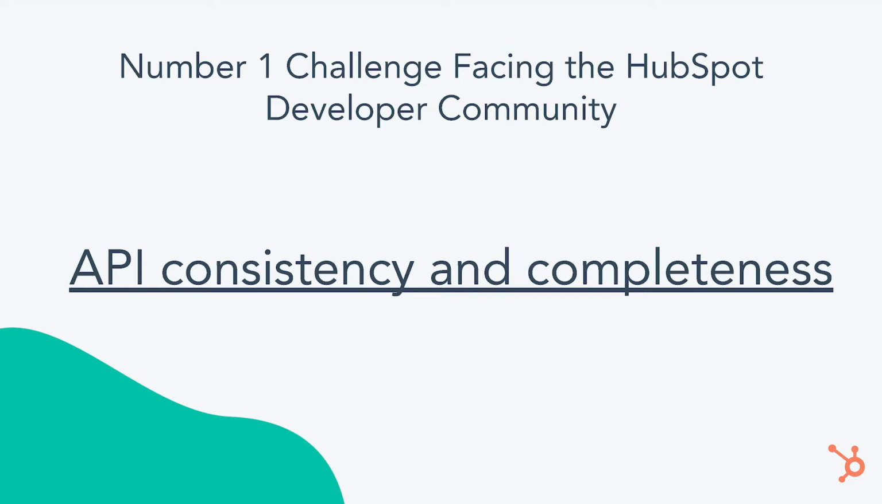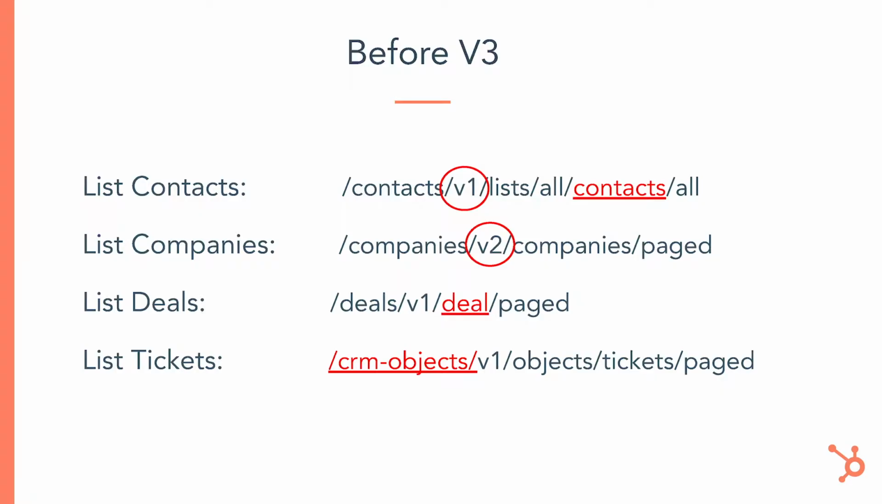Our APIs had different version numbers, different pluralizations, different naming conventions, and the experience in-app for users was so much different. Contacts, companies, deals, and tickets not only looked the same, but they worked the same way too. The only thing that changed was the name, so why can't our APIs do that?